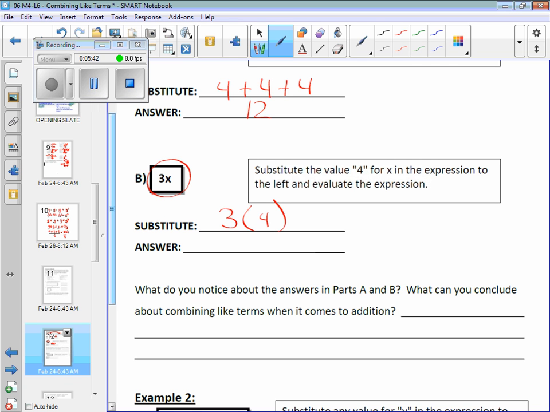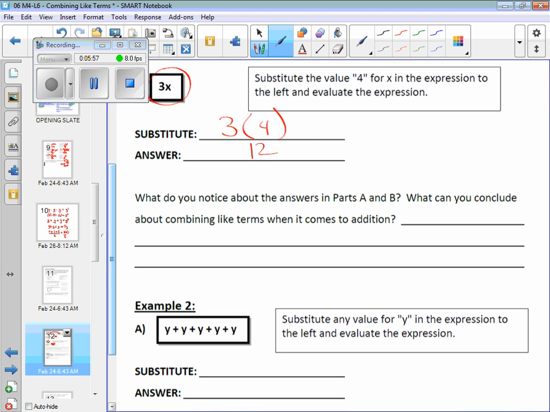Which is... and we're going to just put it into words. Let me ask you to think. How do you put this into words? What do you notice about the answers of part A and B? Well, we know that they're equal. They're identical. What can you conclude about combining like terms? How do you put it into words? How do you combine like terms with addition?